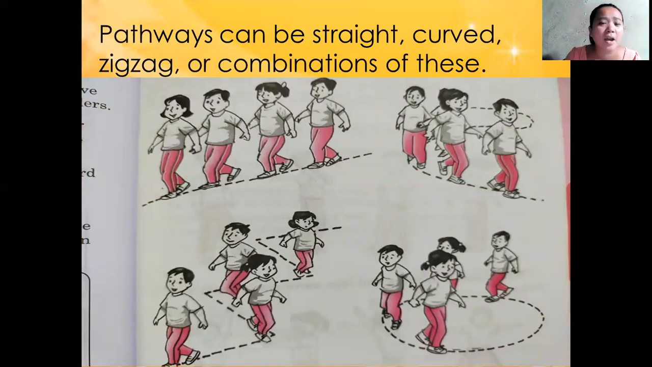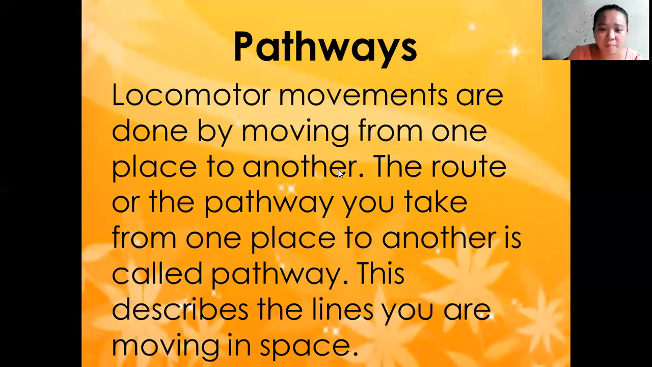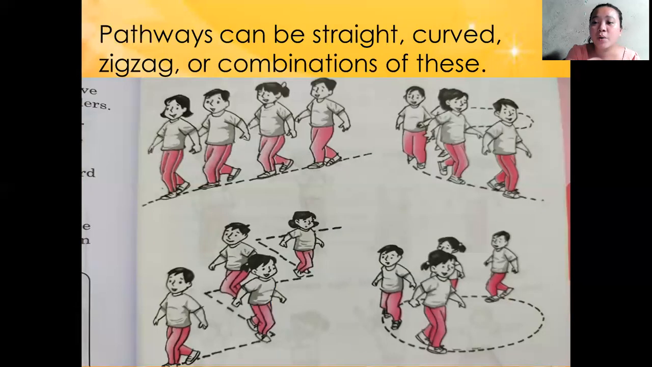Okay, so this one, pathways can be straight, curved, zigzag, or a combination. Okay po? So, when you are walking, this is the pathways. That one where you take your place from one place to another. Again, the pathways can be straight, curved, zigzag, or a combination.